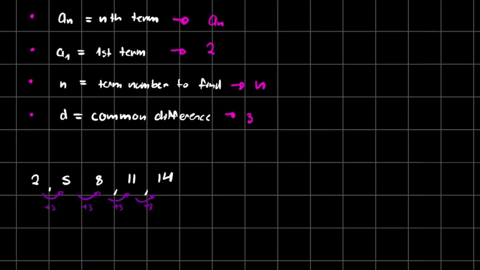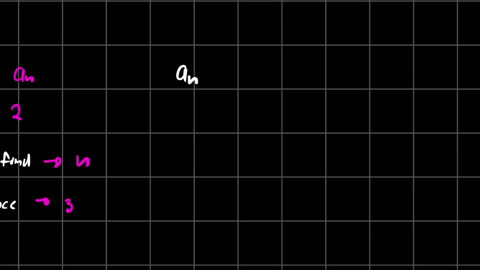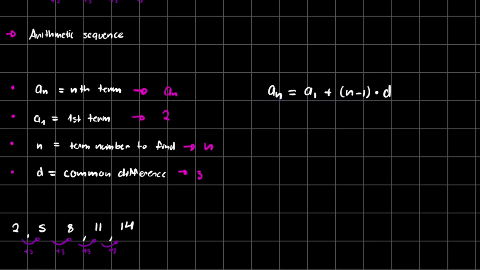So now that we have this, we can put it in our formula here, which is going to be an is equal to a1 plus n minus 1 times d, right? So in this case, we're going to write in, that's going to be basically our formula. Now, how can we actually try this out?